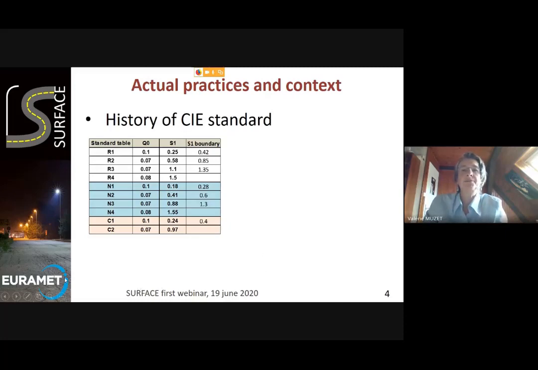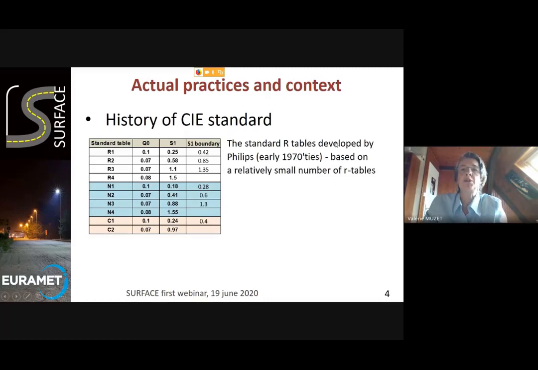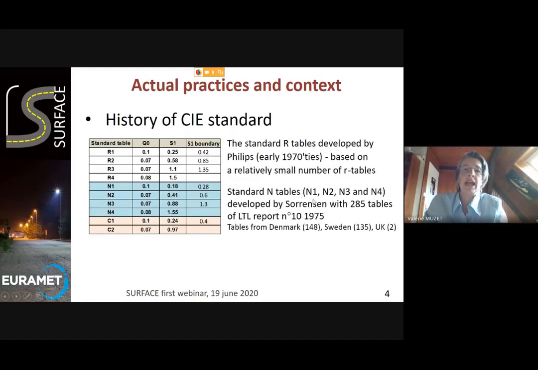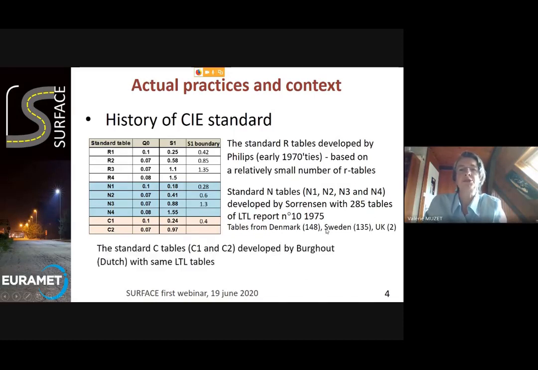The R tables were developed in the 70s by Philips. The N tables were developed for Nordic countries with a database of nearly 300 tables. And the same database was used later by Berghout to propose two standard tables, C1 and C2.